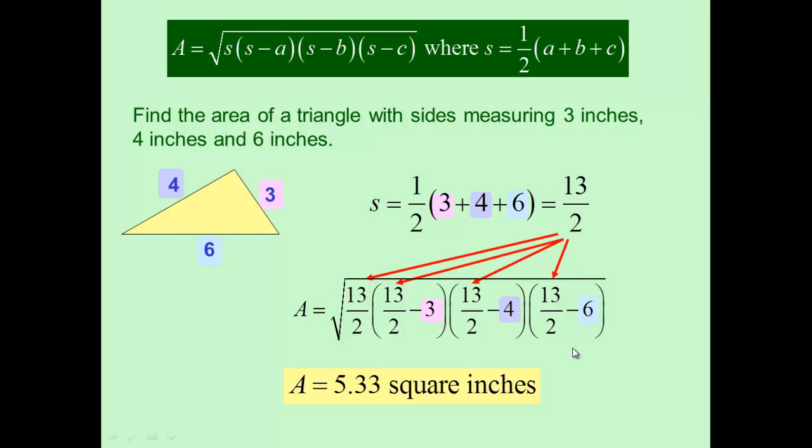That is the end of this section on Heron's formula and finding the area of a triangle when you know three sides.